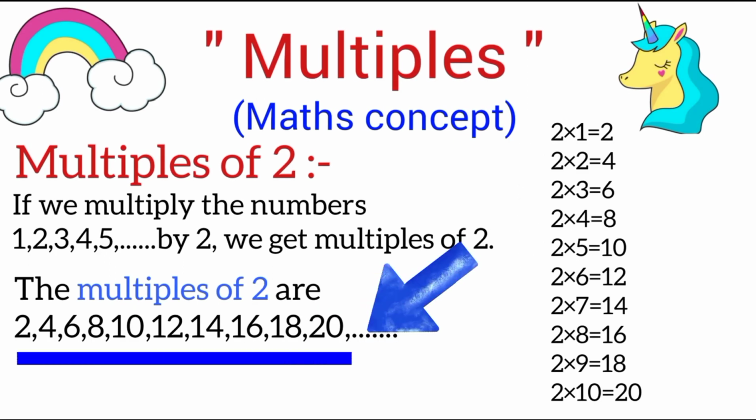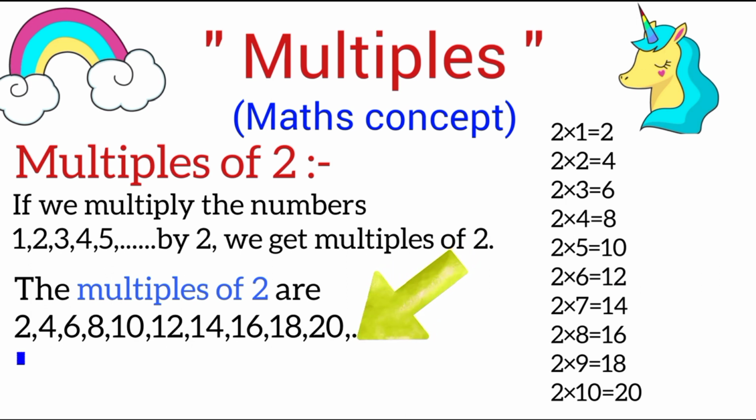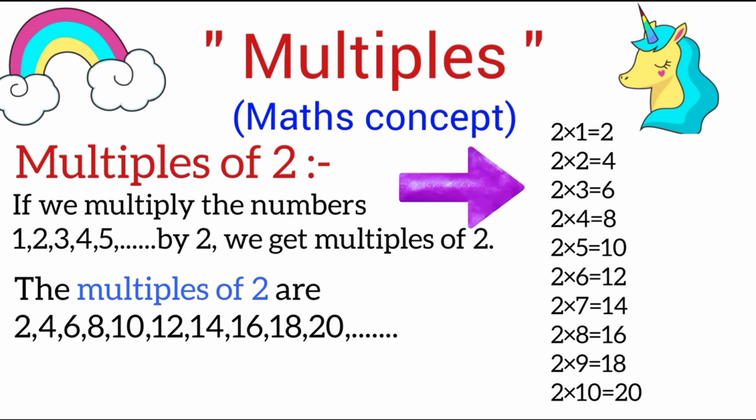So, the multiples of the number 2 are 2, 4, 6, 8, 10, 12, 14, 16, 18, and 20. These are the first 10 multiples of the number 2. And this is the multiplication table of 2.